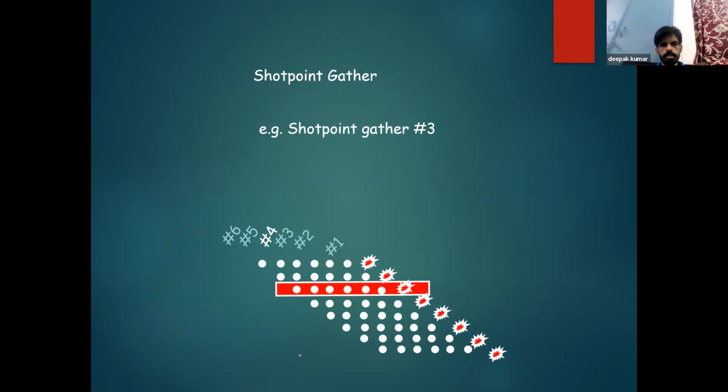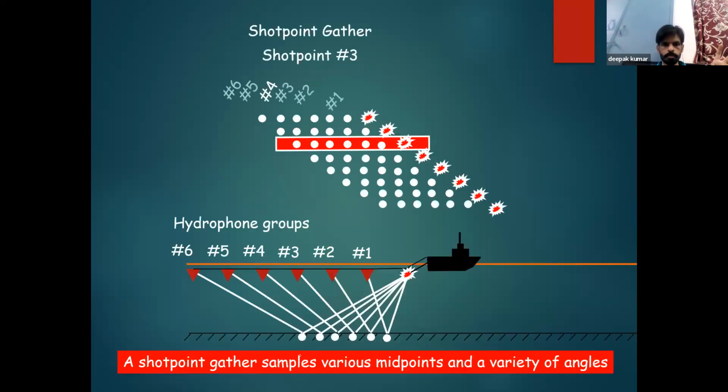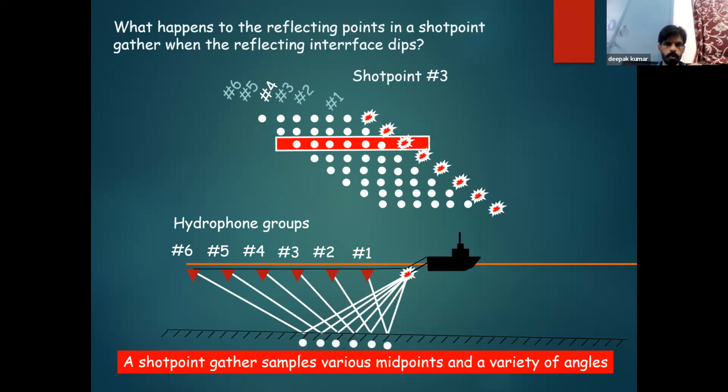So this shows an example of a shot gather. Okay. This is a shot point gather example. Shot point 3.